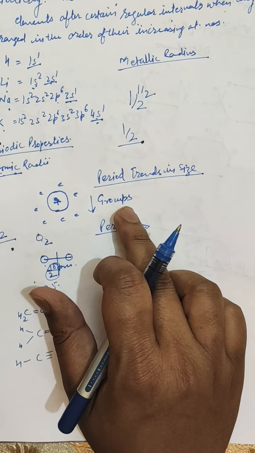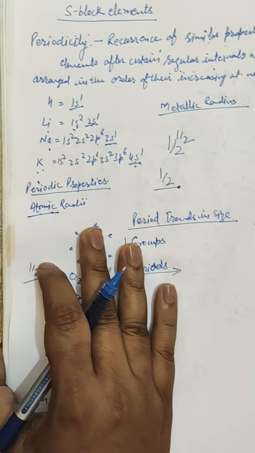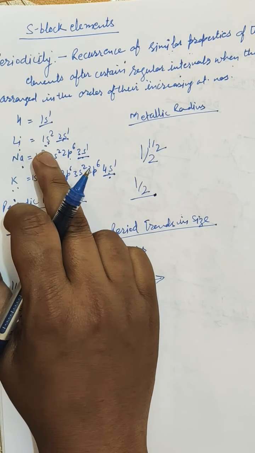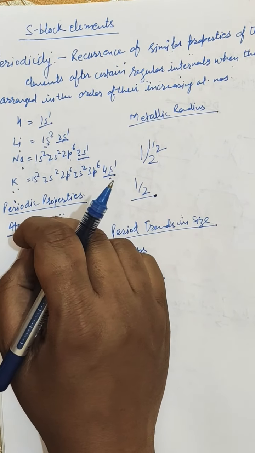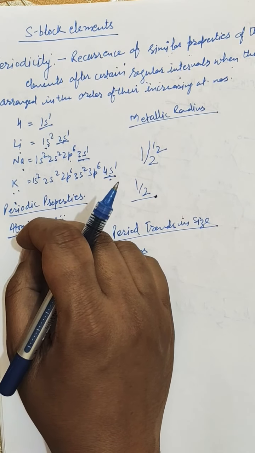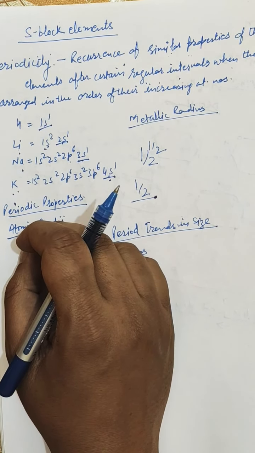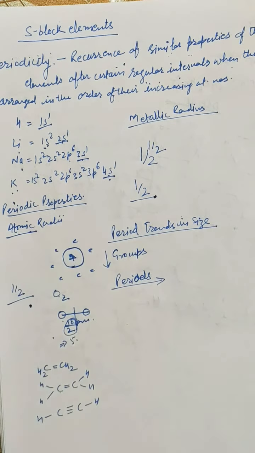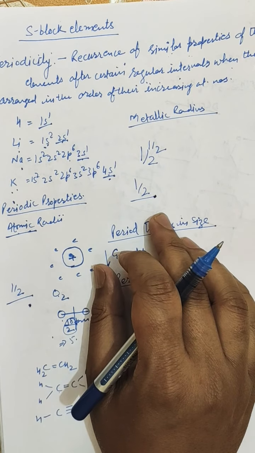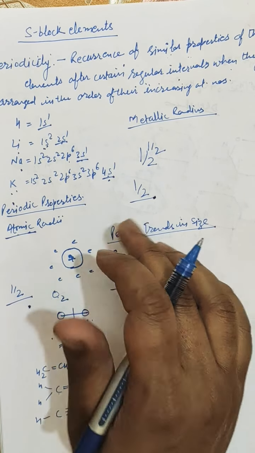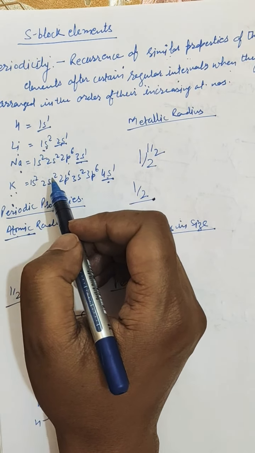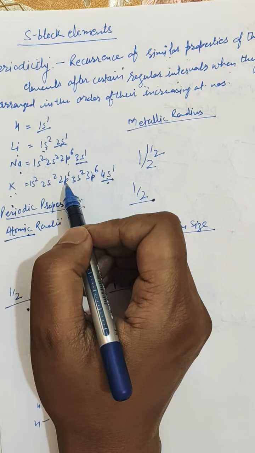First of all we will study the variation of atomic radii in a group. For example, this is the first group. Here lithium, sodium, potassium, rubidium, francium are present. In general, the atomic radii of an element increase from top to bottom in a group. Whenever we move toward the bottom of a group, the size of the atom will increase. Why?